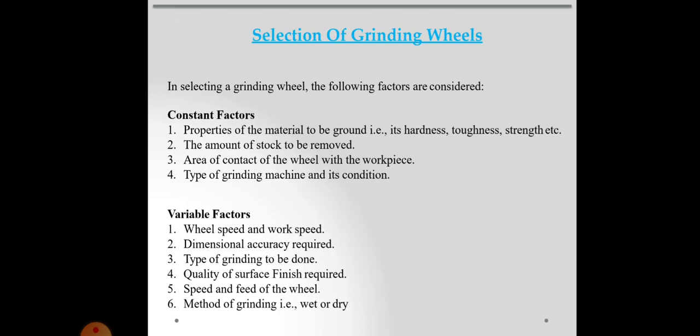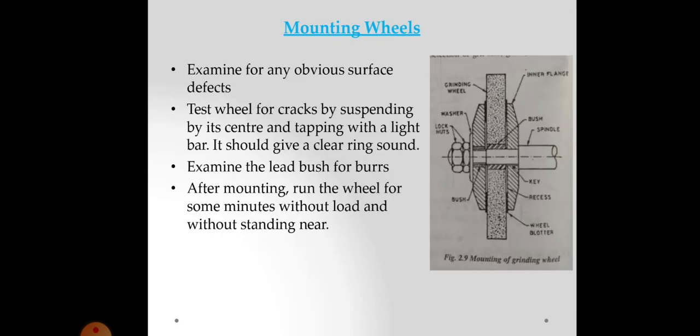And selection of grinding wheels. Before selecting the grinding wheels, we need to consider some factors. One is the constant factors, and another one is the variable factors. In constant factors, we need to look into the properties of the material to be ground, that is hardness, toughness, strength, etc., the amount of stock to be removed, the area of contact of the wheel with the workpiece, and the type of grinding machine and its condition. And variable factors: the wheel speed and work speed, dimensional accuracy, the type of grinding to be done, the quality of surface to be obtained, and the speed and feed of the wheel. Based on the materials we select the wheel, and the method of grinding, that is whether it is wet or dry.